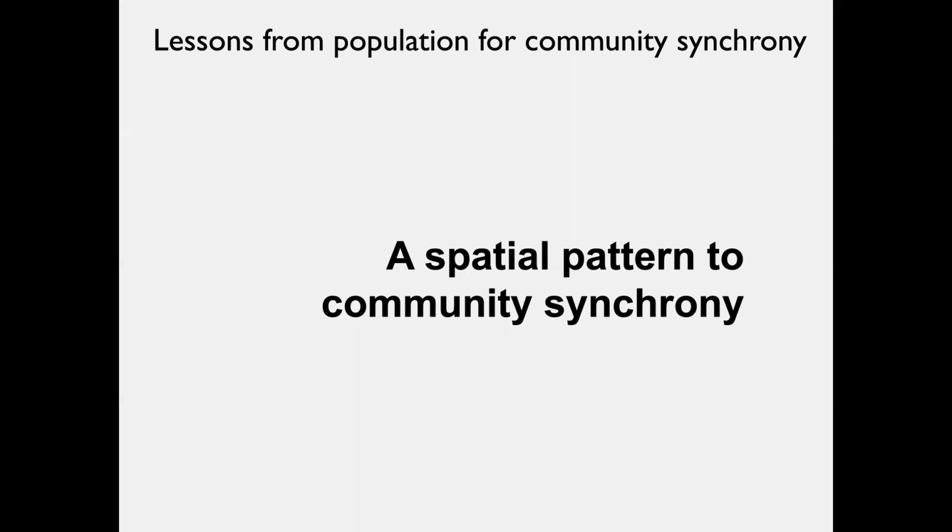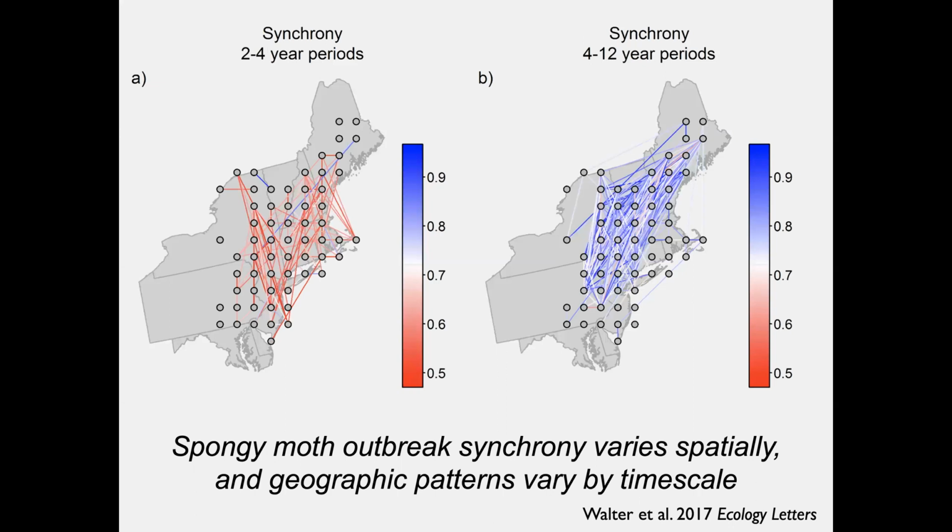And there's been a nice push. Xiaopeng Wang has these nice papers that look at patch trade-offs and not just species trade-offs. There's been a body of work that's thought about it from that perspective, and it's really cool stuff. But we thought, could we also use some of these tools from spatial synchrony? This is a paper that John Walter led a little while ago looking at spongy moth outbreaks. What they found is that, yes, outbreaks vary spatially, but the geographic patterns vary by time scale. So this is really cool.